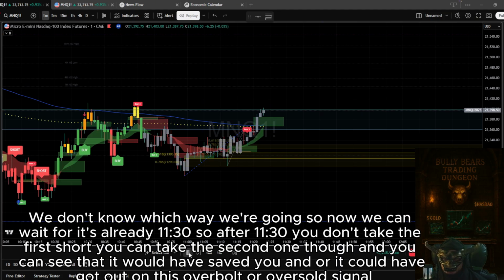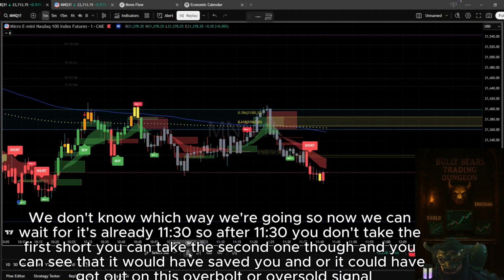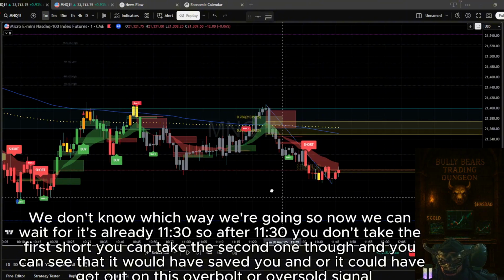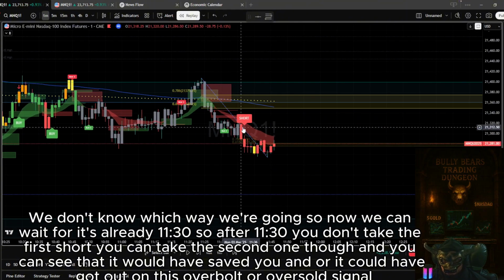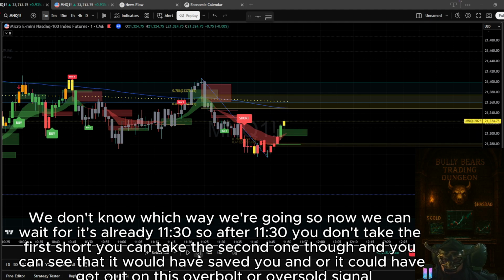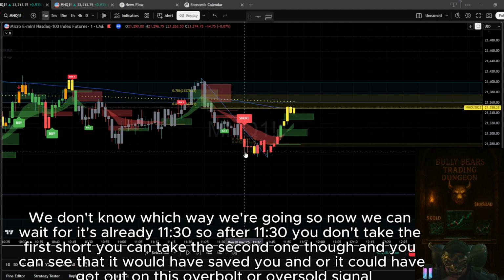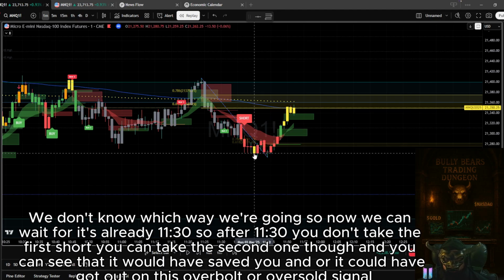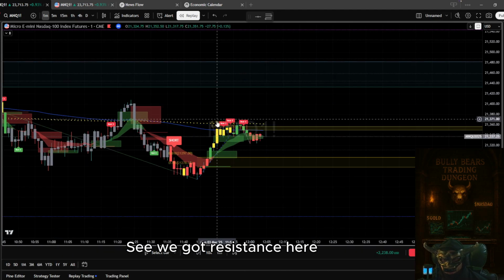So now we can wait for... It's already 11:30, so after 11:30, you don't take the first short. You could take the second one though. And you can see that it would have saved you, or it could have got out on this overbought or oversold signal. See, we got resistance here.